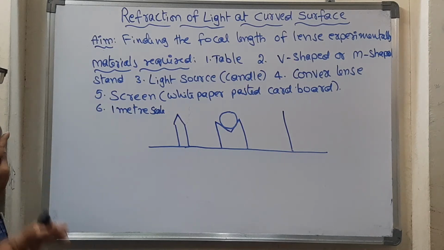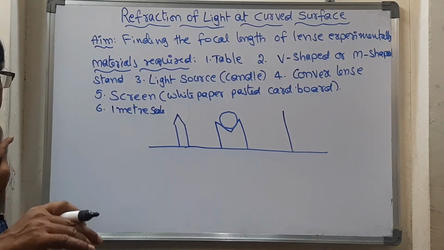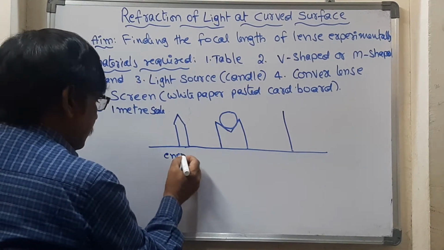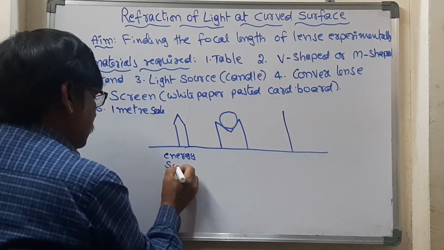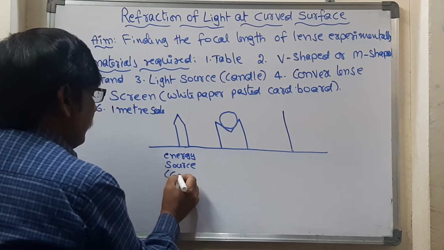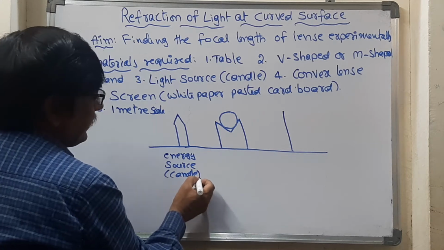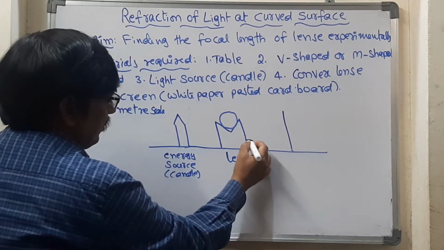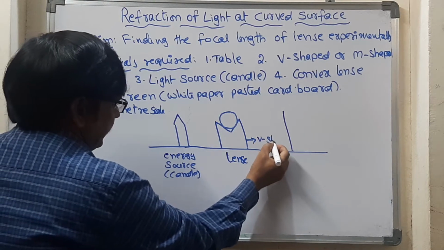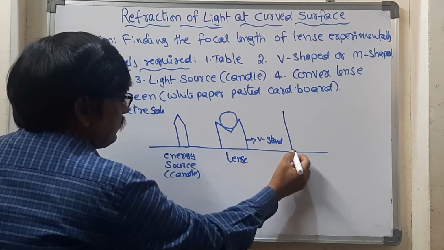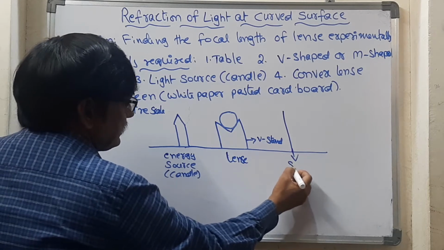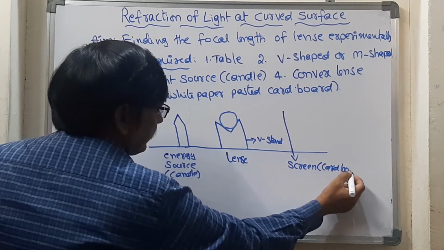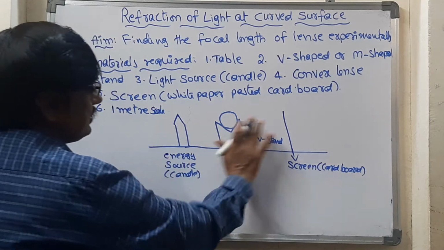Okay, this is the arrangement. After getting this arrangement, let us see what we have to do. First, what we have taken, we call this the energy source. You should also write energy source. This we are calling a candle, and this is an M stand, and on that the lens is there, and this is a V stand, and this we are calling a screen, that is nothing but a cardboard. Okay, this is the arrangement.